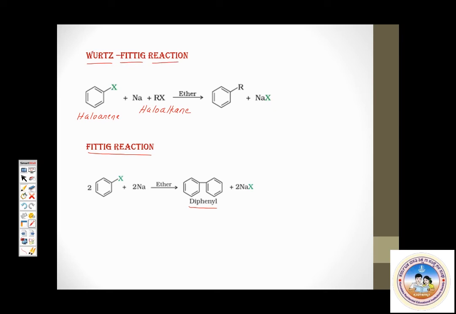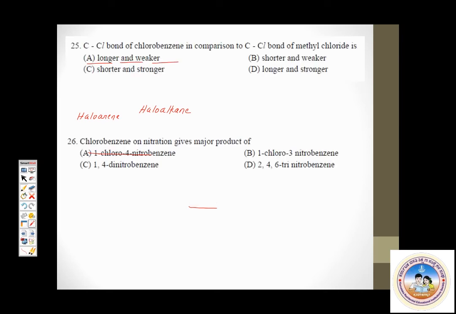Next. We have the last few remaining questions on haloarenes. We'll check it out. 25th question: the carbon-chlorine bond of chlorobenzene in comparison to the carbon-chlorine bond of methyl chloride is... Check this. We have analyzed this. In a haloarene, the chlorine atom shows plus R effect. Check out resonance.